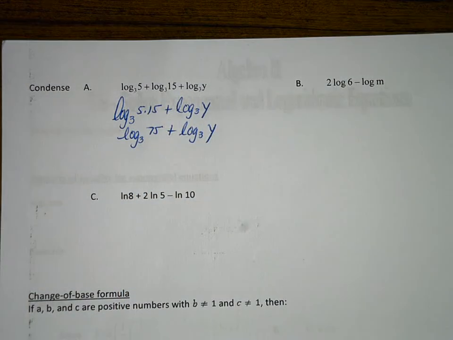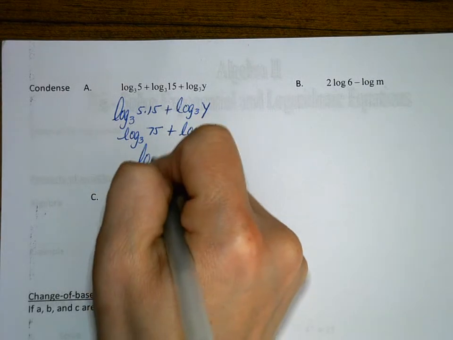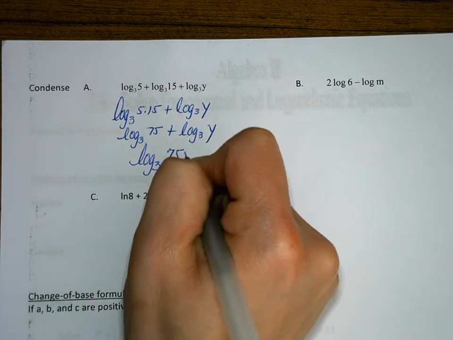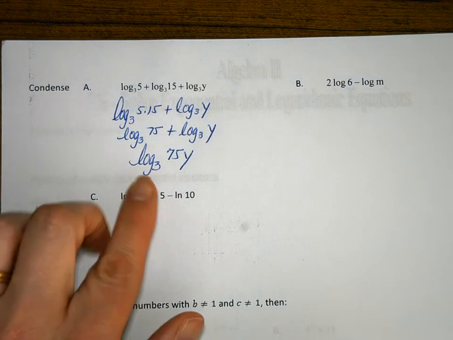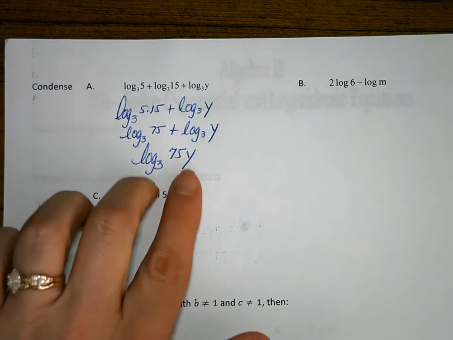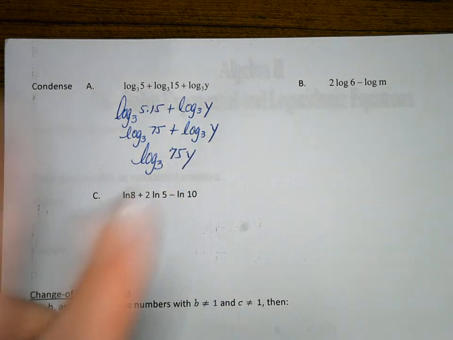Connor G, what are you thinking now? Beautiful. I have two logs that are being added. So to put them together, that means I have a single log of their product, 75 times y. Notice, these two logs go together to be one log.